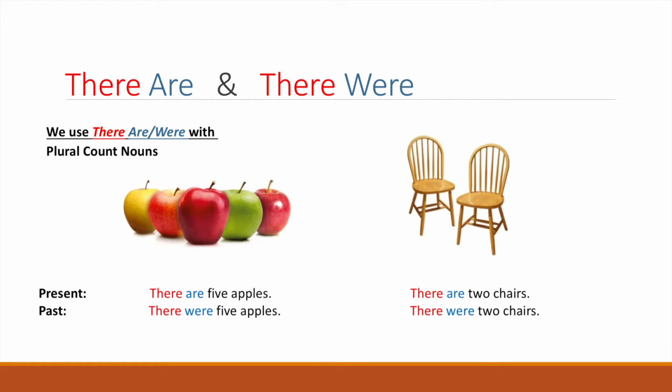We use there are and there were to talk about plural count nouns. Again, this means we can count the noun and there's more than one. In the present, we say, there are 5 apples, or there are 2 chairs. In the past, we say, there were 5 apples, there were 2 chairs.